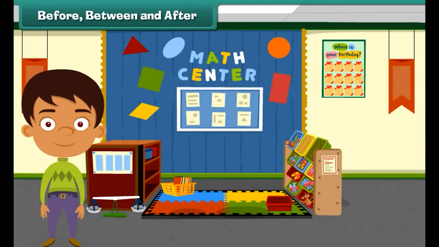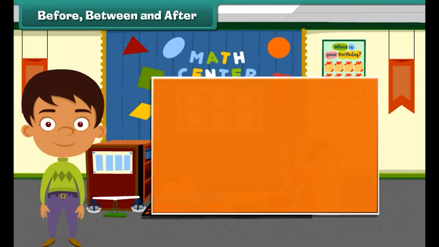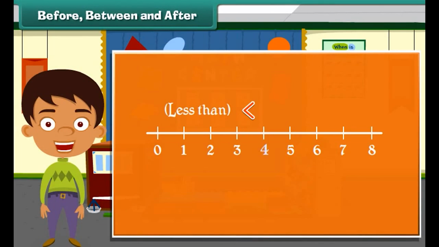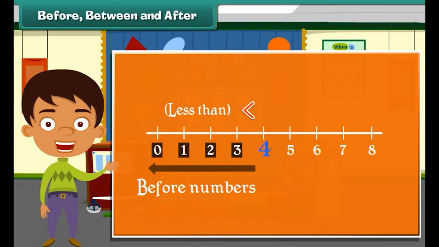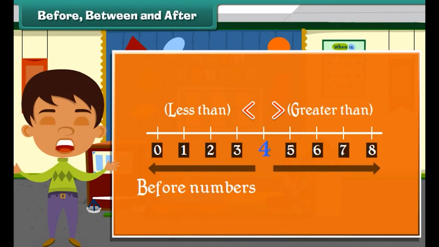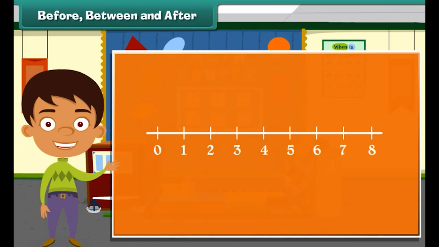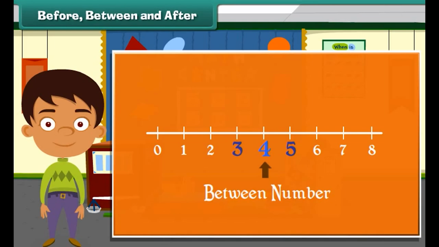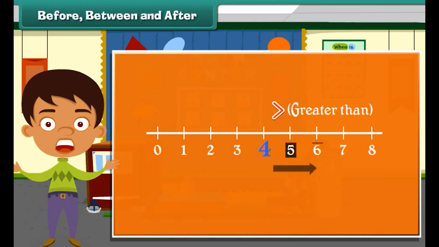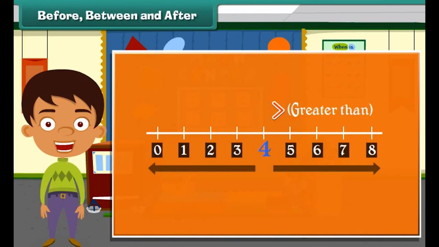Before, between, and after. Numbers that are less than a given number appear before it. Numbers that are greater than a given number appear after it. What can we say about a number that falls between two numbers? The numbers to the right are greater than the given number, and the numbers to the left are smaller than it.